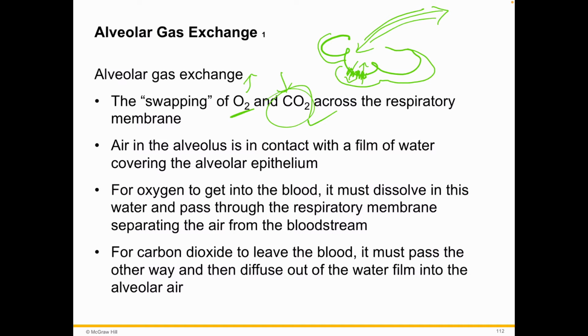Anyway, the air in the alveoli is in contact with a film of water, surfactant actually, that covers the alveoli, right? For oxygen to get into the blood, it has to travel through this layer. It dissolves through this membrane, and that's how it moves into the bloodstream, into the capillaries itself. But for carbon dioxide to leave the blood and go into the alveolar space, it has to pass the other way. So it diffuses out of the water and floats up as little bubbles into the alveolar space, right?